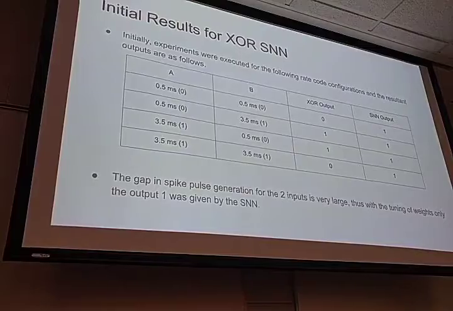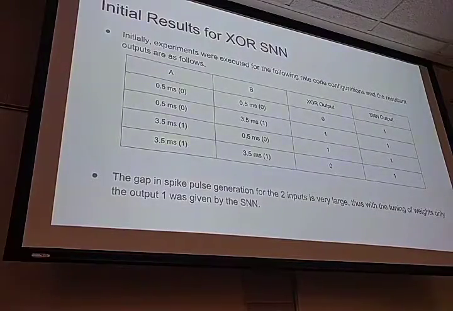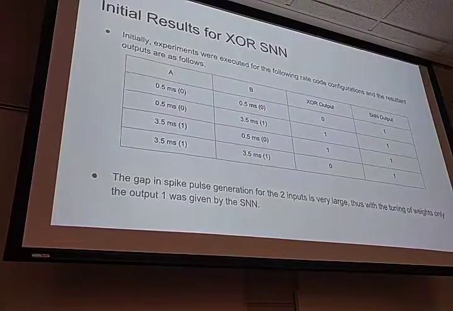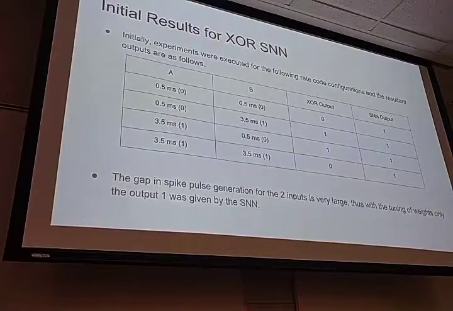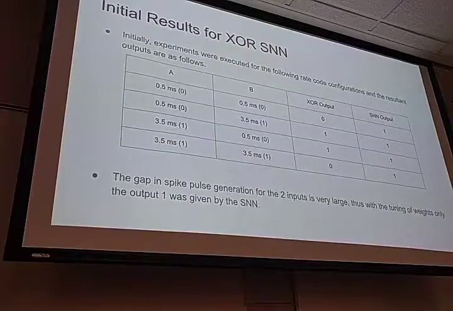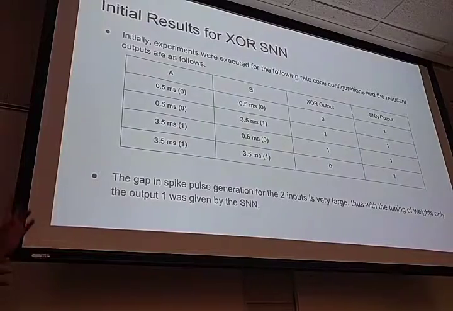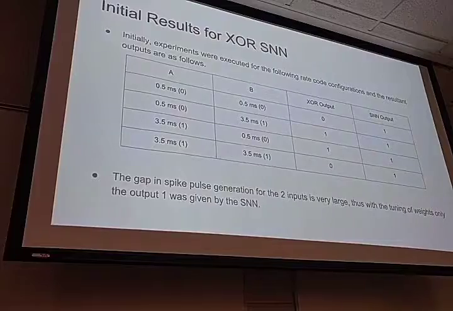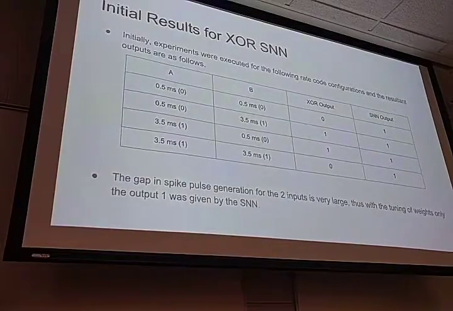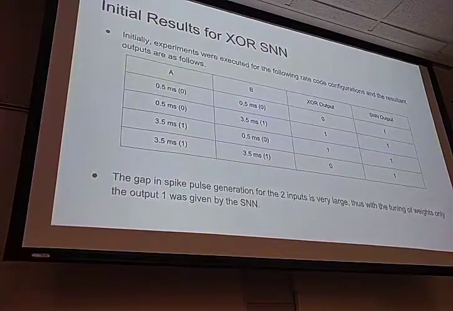These are the initial results for the XOR SNN. Firstly, we used rates of 0.5 milliseconds and 3.5 milliseconds. But the problem here was that the SNN was giving outputs that were all one. The reason is that the gap between the spike pulses generated for the two inputs is very large. One would have a time period of 0.5 milliseconds, but for the other spike train, the pulses would be generated every 3.5 milliseconds, and the gap is too large.